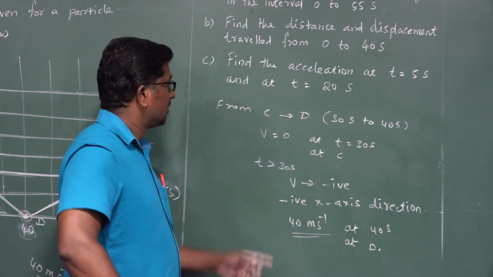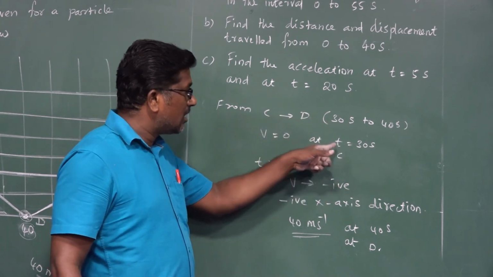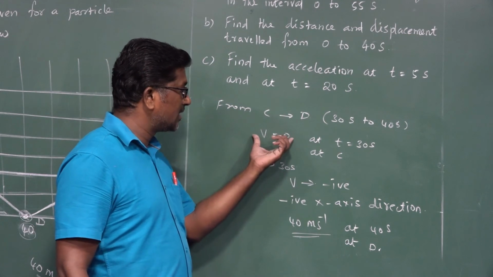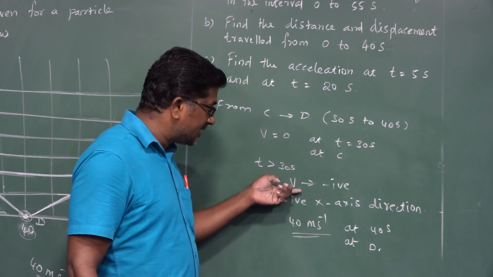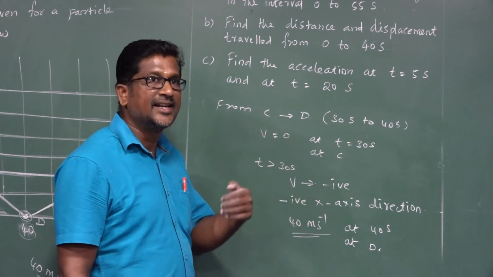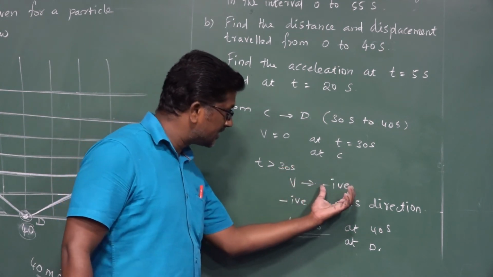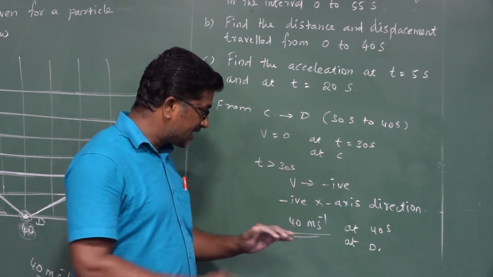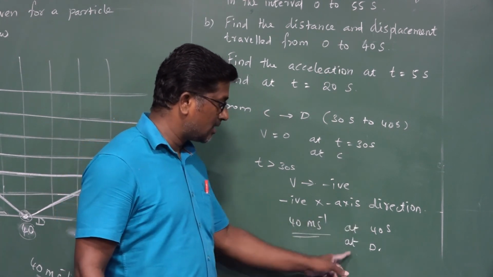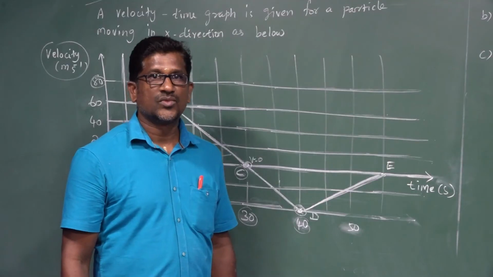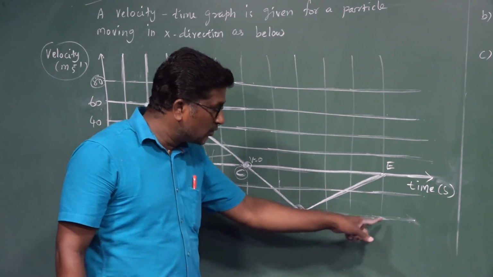At the point D, right, from C to D, or from 30 seconds to 40 seconds, at point C, or at time t equal to 30 seconds, the particle velocity is 0. After 30 seconds, the particle velocity gradually increases in the negative x-axis direction. That is why the particle velocity is negative, and it reaches a maximum magnitude of 40 meters second power minus 1 at 40 seconds, or at the point D. Next, from D to E, or from 40 seconds to 55 seconds.